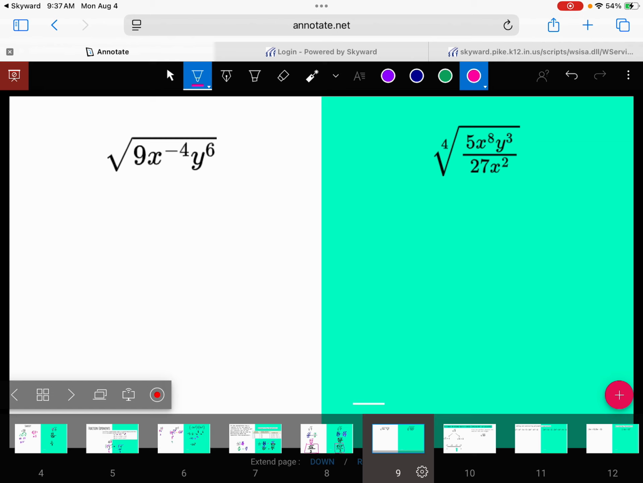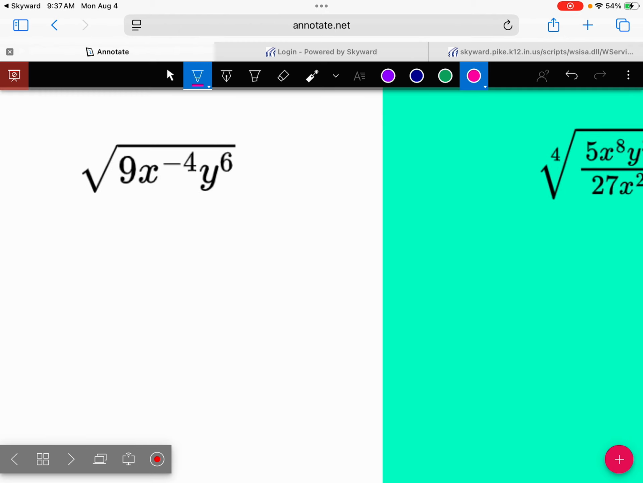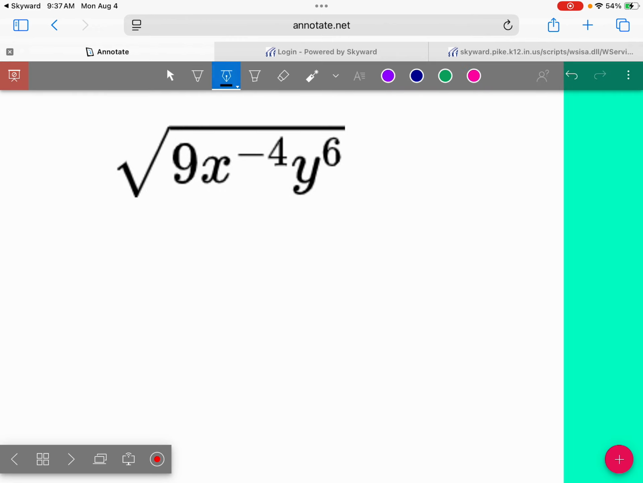Okay, last 2. So we've got the square root of 9x to the negative 4y to the 6th. And we've got fourth root of chaos. That's my brain. It happens. And there are a few different ways I can see to approach this left one for sure. You could switch them to be fraction indexes and then simplify, and that'll totally work.